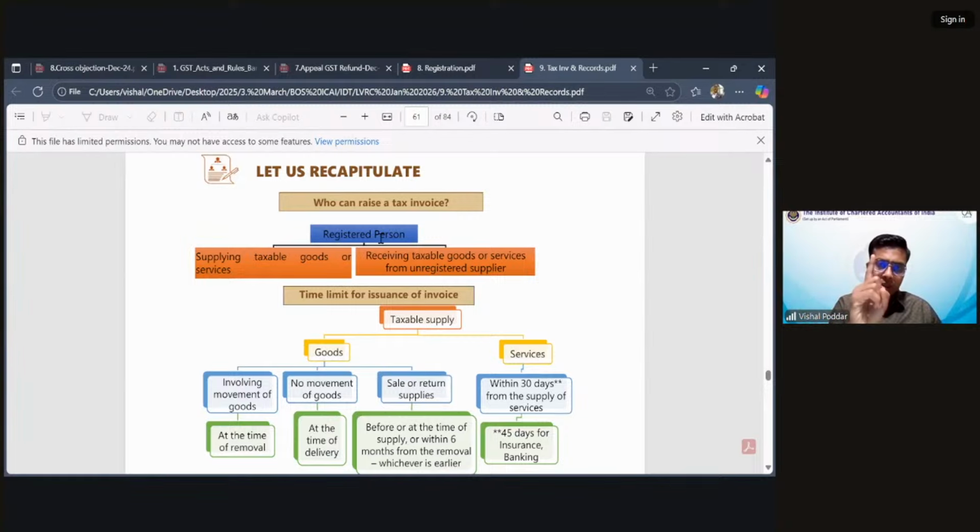So where you are a registered person and you are either supplying exempted goods or services or you are a composition registered dealer, in both these cases you do not issue a tax invoice, you issue a bill of supply.